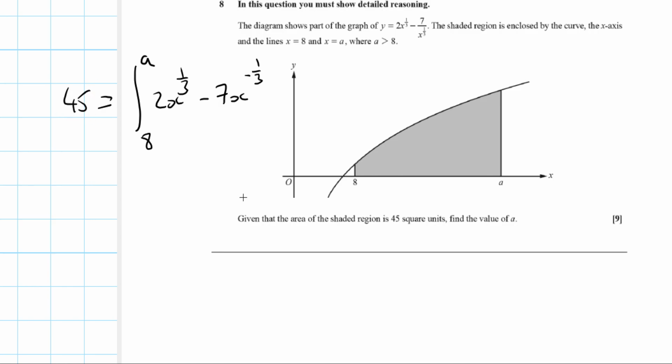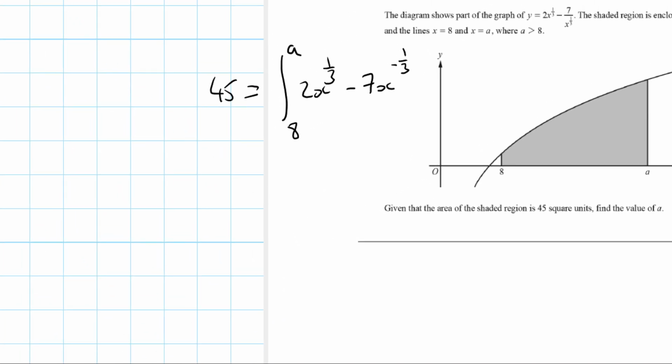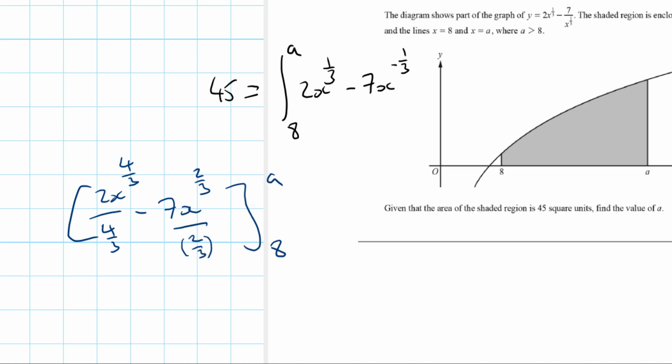So our next step is just to integrate and go through, because it's just going to be an algebraic puzzle. So here we're going to integrate our answer first. It's going to be raise the power by 1, so 2x to the 4 over 3 divided by 4 over 3, minus 7x, and then it's going to be minus 1 over 3 plus 1, which is 2 over 3, so 7x to the 2 over 3, and then we divide that by 2 over 3, and that's going to be between a and 8.